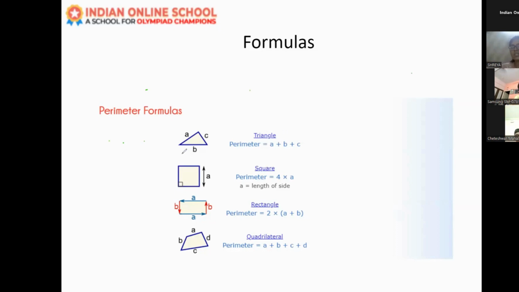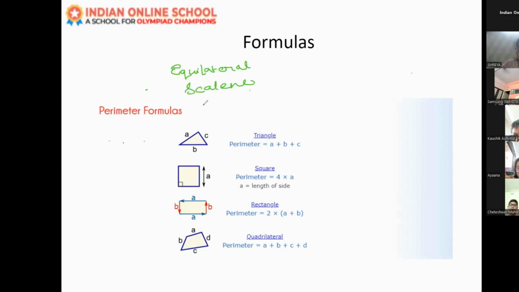Now, the first one, as you can see, is a triangle. How many of you know how many types of triangles we have? 3 on the basis of sides and 3 on the basis of angles. Correct. So we are talking about sides here. 3 on the basis of sides gives me equilateral, scalene, and isosceles. These are the 3 types of triangles, okay? For the ones who did not know, and for the ones who knew, very good.